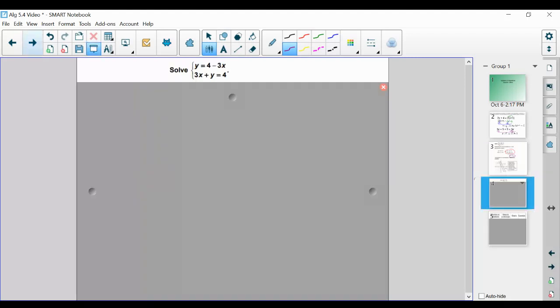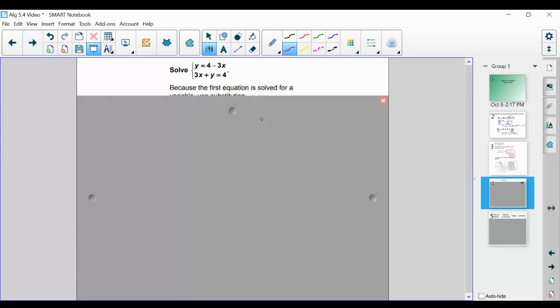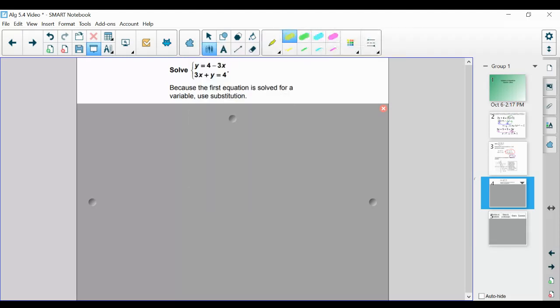Let's talk about this system here as the second example. The system provided is y equals 4 minus 3x, and 3x plus y is equal to 4. So again, we have three different methods that we can use to solve this system. We have the graphing method, substitution method, and the elimination method. But because the first equation is already solved for a variable, we're going to want to use substitution. We have that y is equal to 4 minus 3x. So in the other equation, we're going to substitute y for 4 minus 3x because that's what it's equal to.